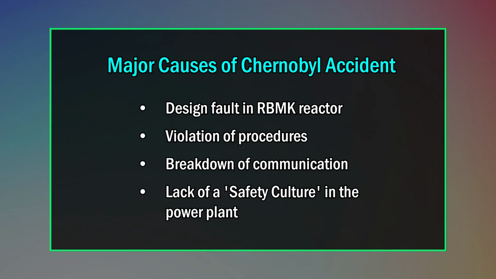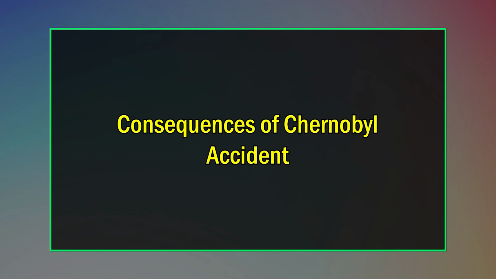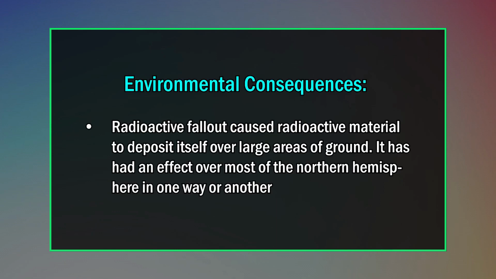Major causes were a design fault in the RBMK reactor, a violation of procedures, breakdown of communication, and lack of a safety culture in the power plant. Now, the consequences of the Chernobyl accident, environmental consequences. The radioactive fallout caused radioactive material to deposit itself over large areas of ground. It has had an effect over most of the northern hemisphere in one way or another.